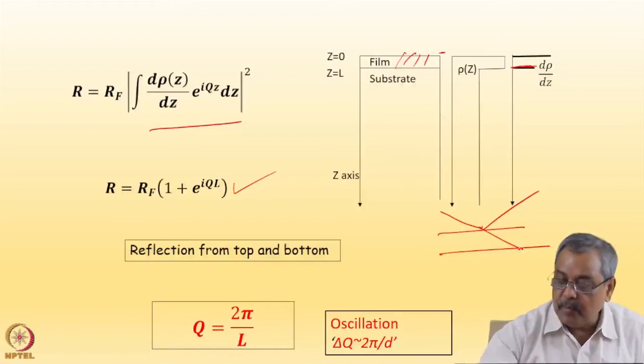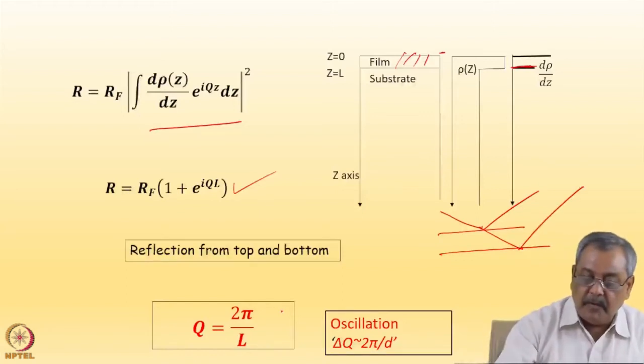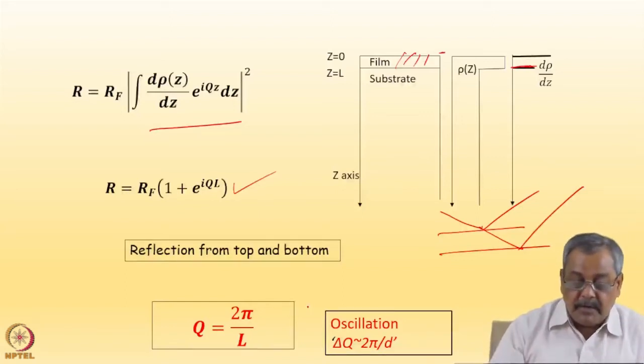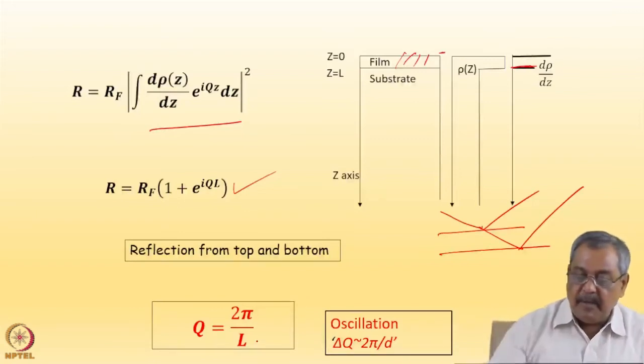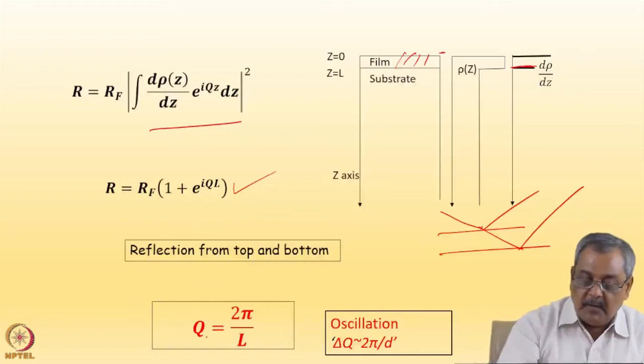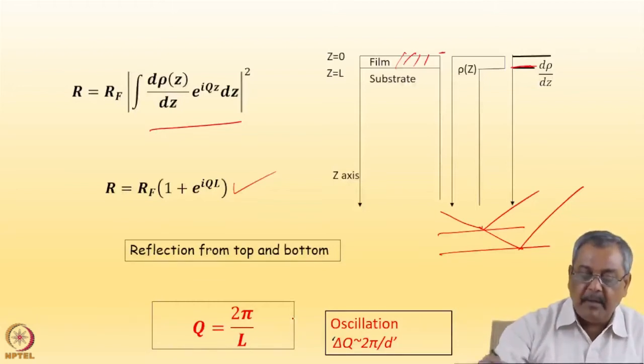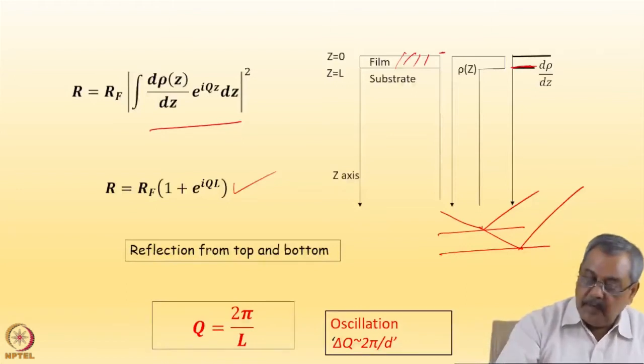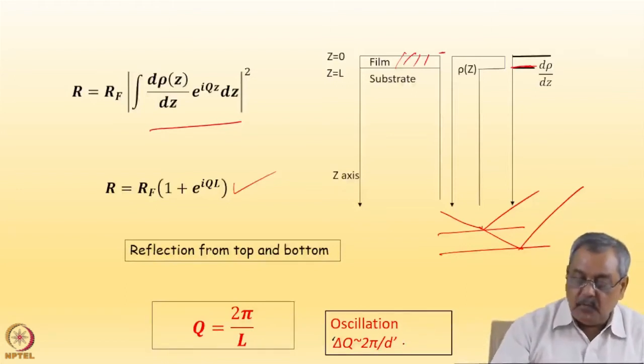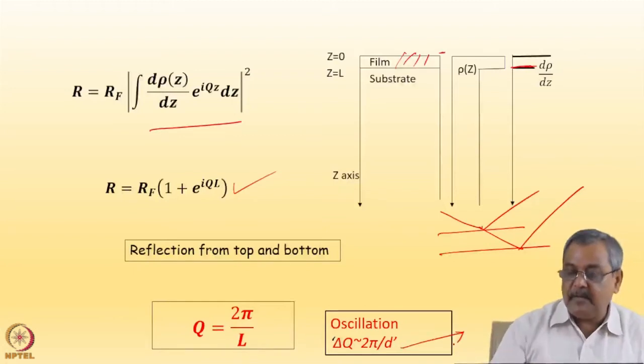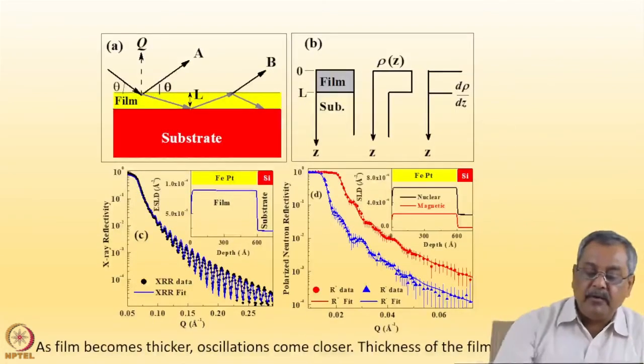and bottom of the film, and there will be oscillations, and the oscillation width in Q space is given by twice pi by L. So if I call it delta Q, because twice pi by L, 4 pi by L, 6 pi by L, they will give oscillations. So the delta Q between the oscillations will be a signature of the thickness of the film. And now I show the example.